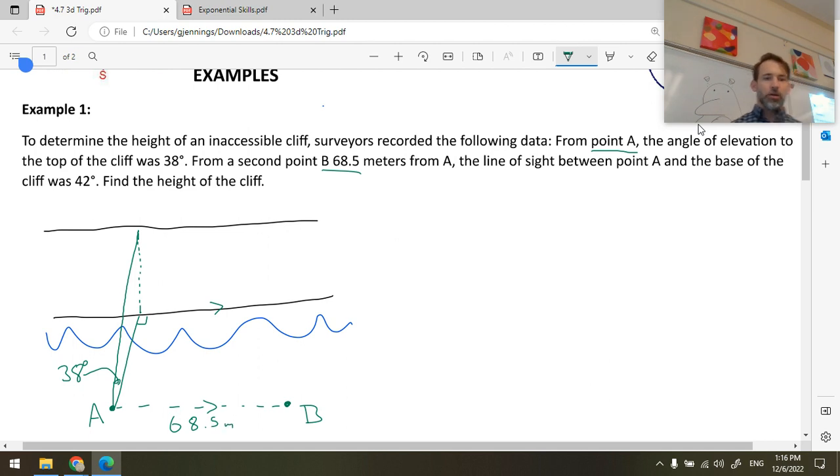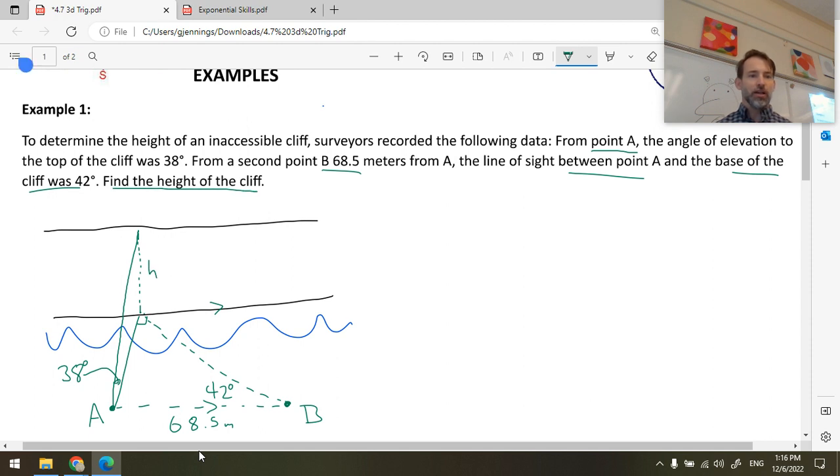All right. So when we look back, the line of sight between point A and the base of the cliff is 42 degrees. Meaning if I look from B all the way over to the base of the cliff, where we were taking our initial measurement, and looking back at point A, that's 42 degrees there. Okay. Notice that we want to know H, the height of the cliff.